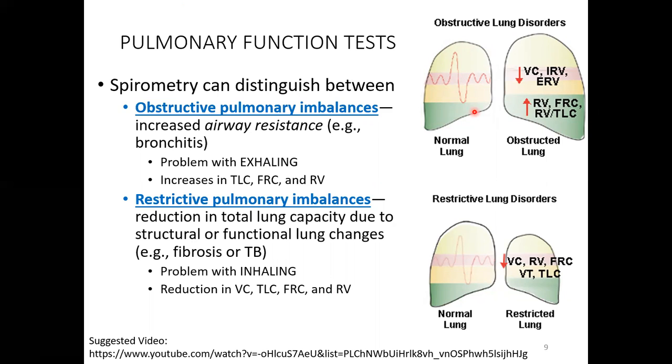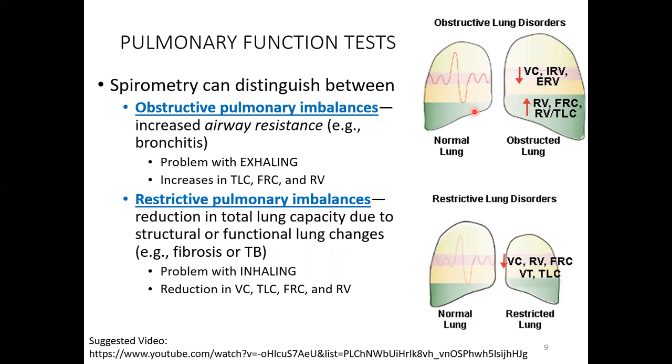On the other hand, contrast this with restrictive pulmonary imbalances. Remember that this is some kind of a structural issue which is preventing you from inhaling. Right, so tuberculosis, fibrosis, a broken rib, right? Every time you take a breath in after you break your rib, it hurts a lot, right? And so you don't really inhale as much because you don't want to move your ribs quite as much. And so you're not going to be inhaling.